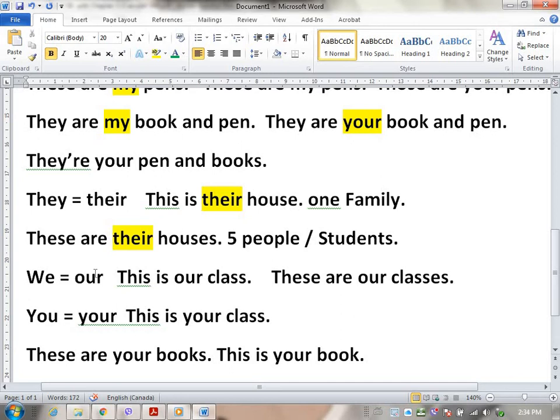See? I say these are 1, 2, 3, 4, 5 houses, 5 students. Okay? Now if we have we, you see, we use our. This is our class. Here we have a group of students, they go to one class. This is our class. But if these students, maybe these 5 students or 5 people, they go to different classes. See, these are our classes. It means 1 class, 2 class, 3 class, maybe more. Then we say these are our classes.